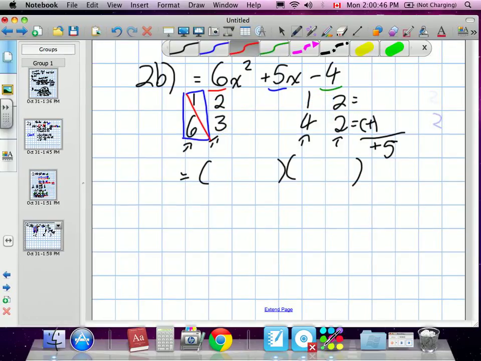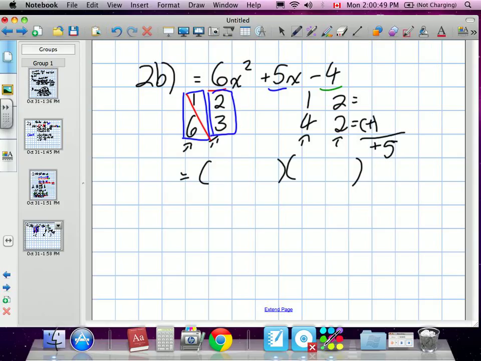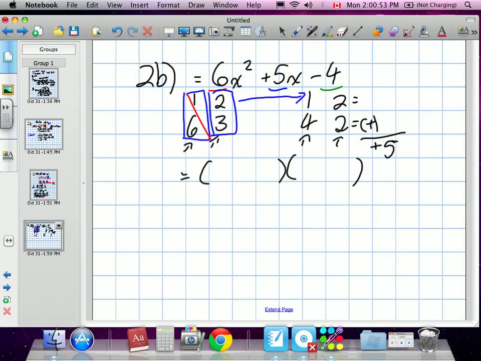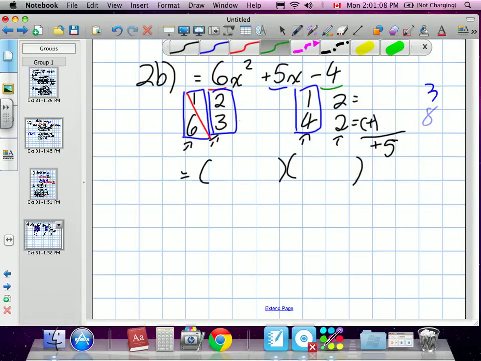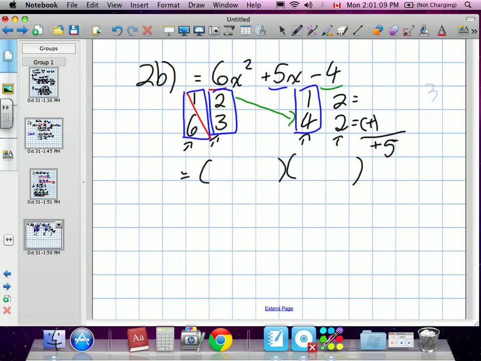2 times 1, 3 times 4, 2 and 12. Nope. 2 times 4 and 3 times 1 gives us 8 and 3. Yes, that will work. So, we know that I'm multiplying 2 by 4 and 1 times 3, which will give me 8 and 3. Since 3 is going to have to be negative, that means the number I multiplied it by, which is this 1, will have to be negative.